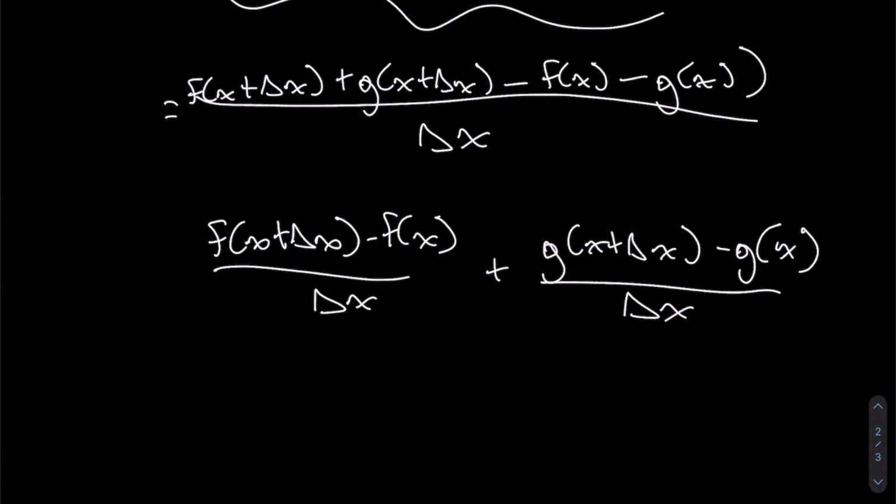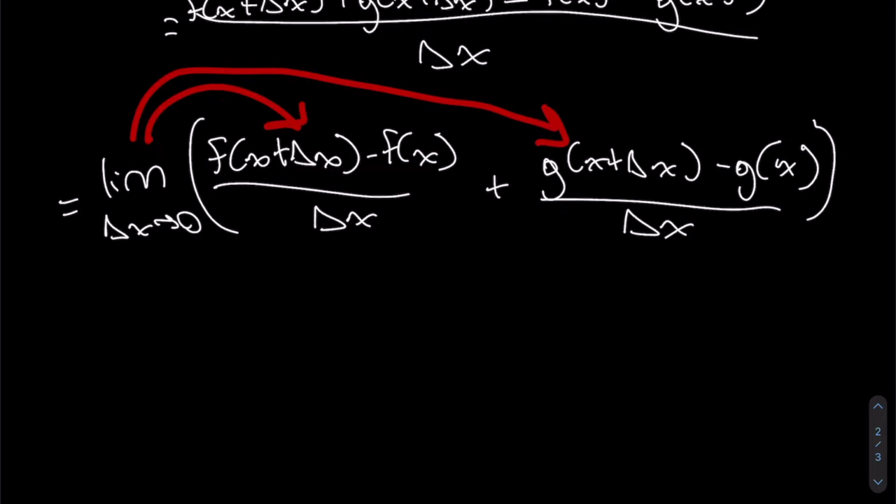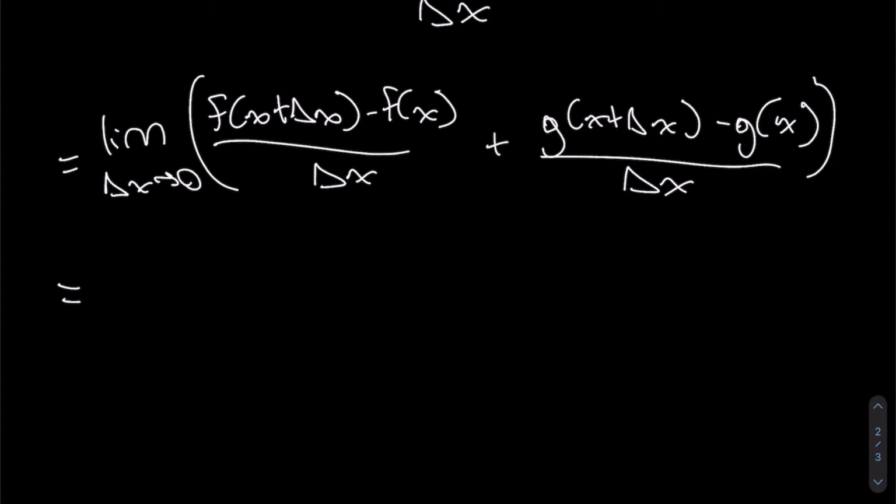And let me just bring that limit back in. So now a property of a limit is that the limit can go inside of the function into each term individually. So you can bring that limit inside of each of these, and if you bring the limit inside of those, you'll get the definition of the derivative again. So this is just f prime at x plus g prime at x.